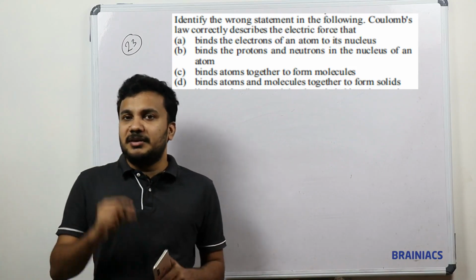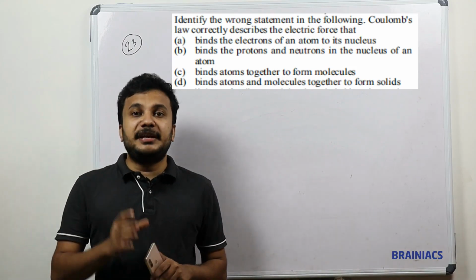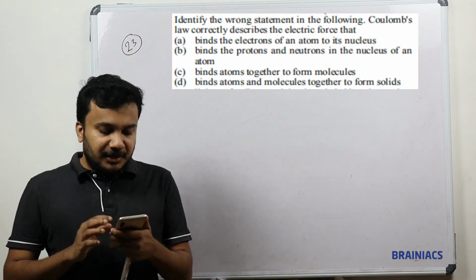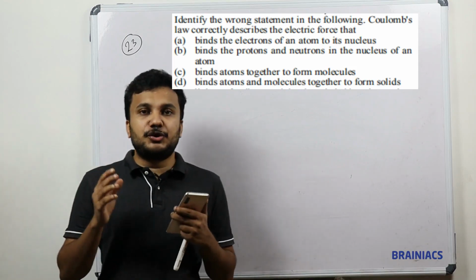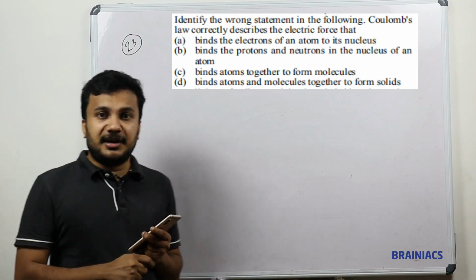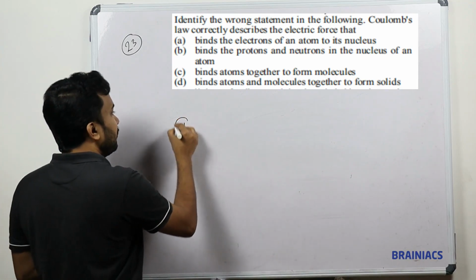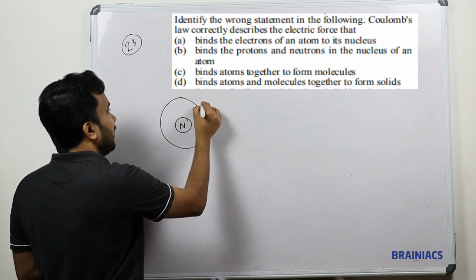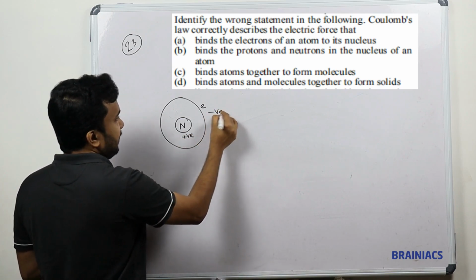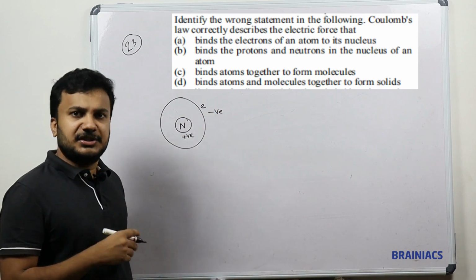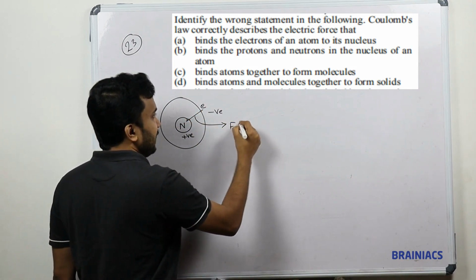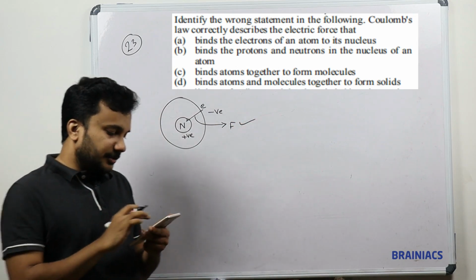Now here we will analyze each statement and pick the wrong statement in the given options. That is the intention here. Binds the electrons of an atom to its nucleus. So we have a center part, the nucleus, and an outer orbit where the electrons will be. What is the charge of this one? Positive. What is the charge of this one? Negative. So are they like charges or unlike charges? Unlike charges. So I know Coulomb force exists. So that is a correct statement.